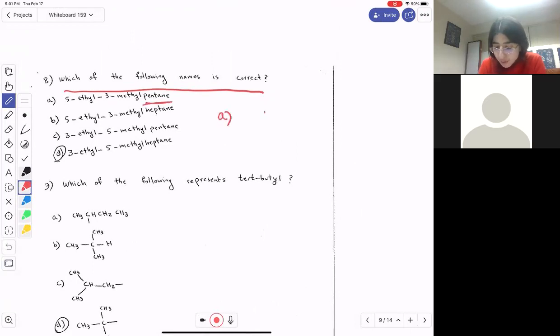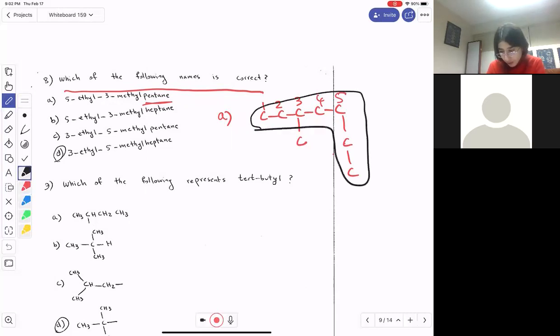Pentane. 1, 2, 3, 4, 5. 5 ethyl, right? C2H5. 3 methyl, CH3. So you see why this structure is wrong, because this chain is the longest, which has like 7 carbons, right? This is wrong.